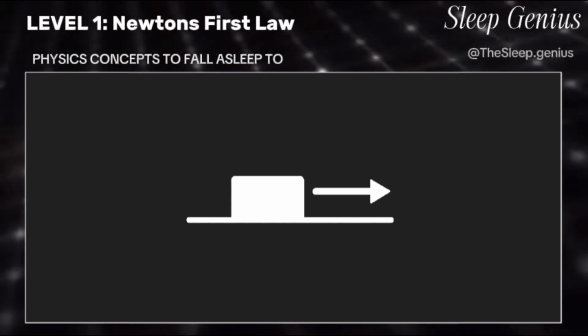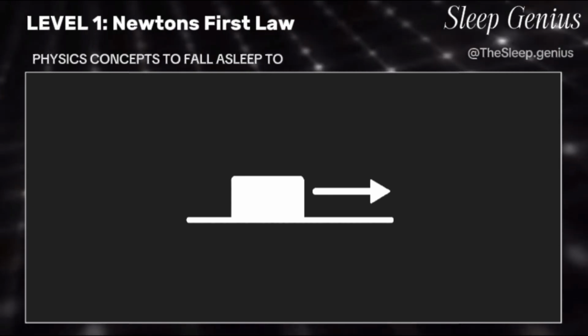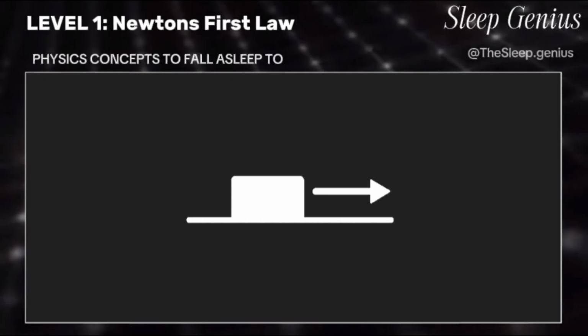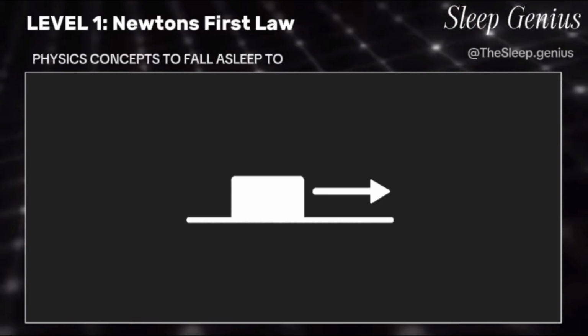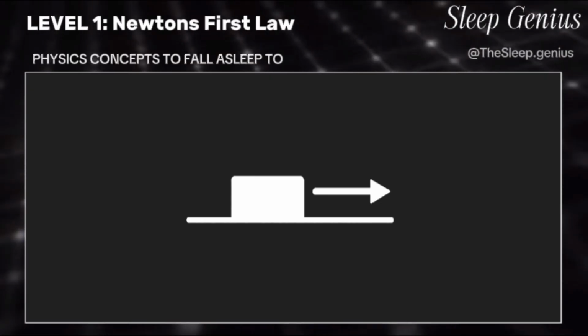The law states that objects at rest remain at rest, and objects in motion continue moving at a constant velocity unless acted upon by an external force. This means that motion requires no effort to maintain. Forces are needed only to start, stop, or change the direction of movement.